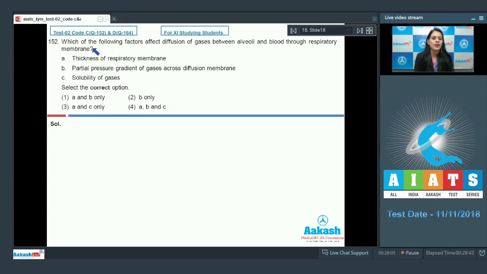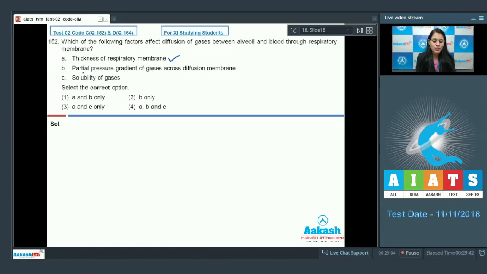Question number 152. Which of the following factors affect diffusion of gases between alveoli and blood through respiratory membrane? The very first option given is thickness of respiratory membrane. Second option given is partial pressure gradient of gases across diffusion membrane. And third option is solubility of gases. We have to select the correct option. The very first option, thickness of respiratory membrane, affects the diffusion of gases, because diffusion of gases is inversely proportional to the thickness of respiratory membrane. As the thickness increases, the diffusion rate decreases.